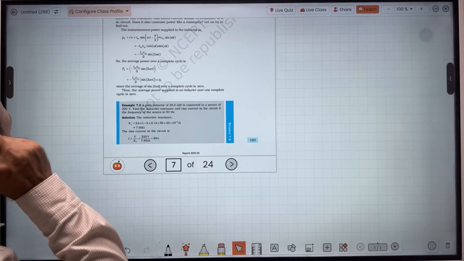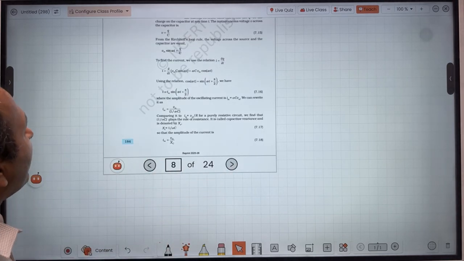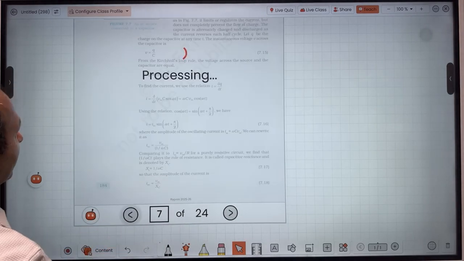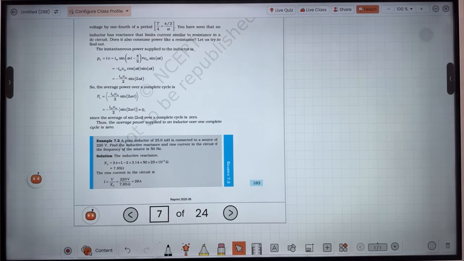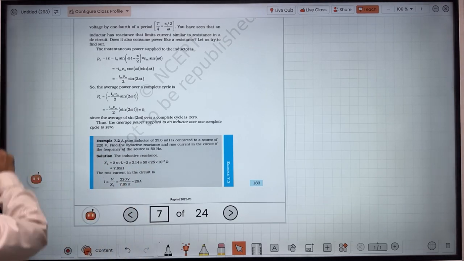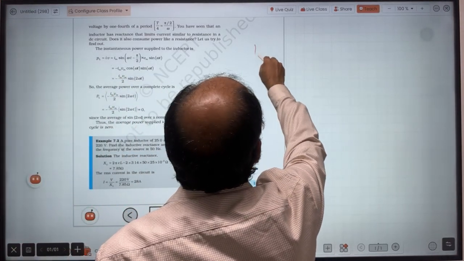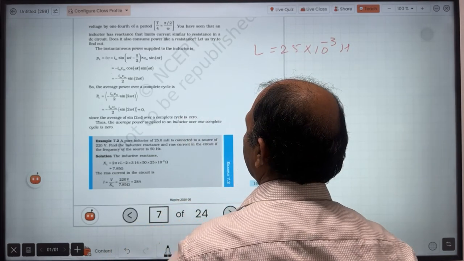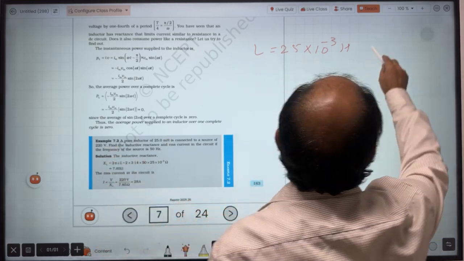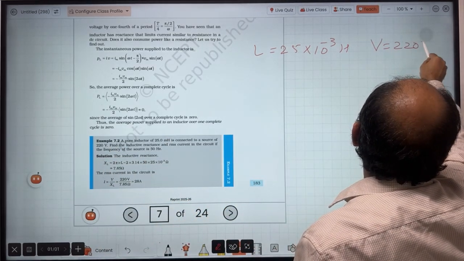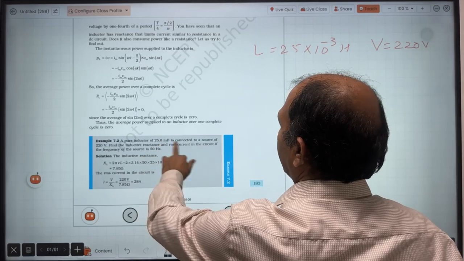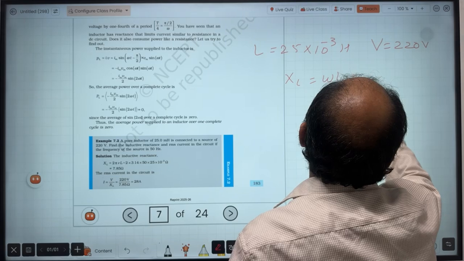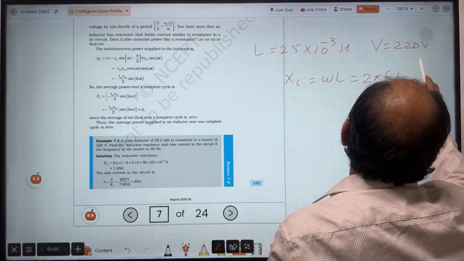Now there is one question based on inductor. The question says, a pure inductor of 25 millihenry, the value of L is given as 25 into 10 to the power minus 3 Henry, is connected to a source of 220 volt, V equal to 220 volt. Find the inductive reactance. We have to find out XL, that is omega L or 2 pi FL.